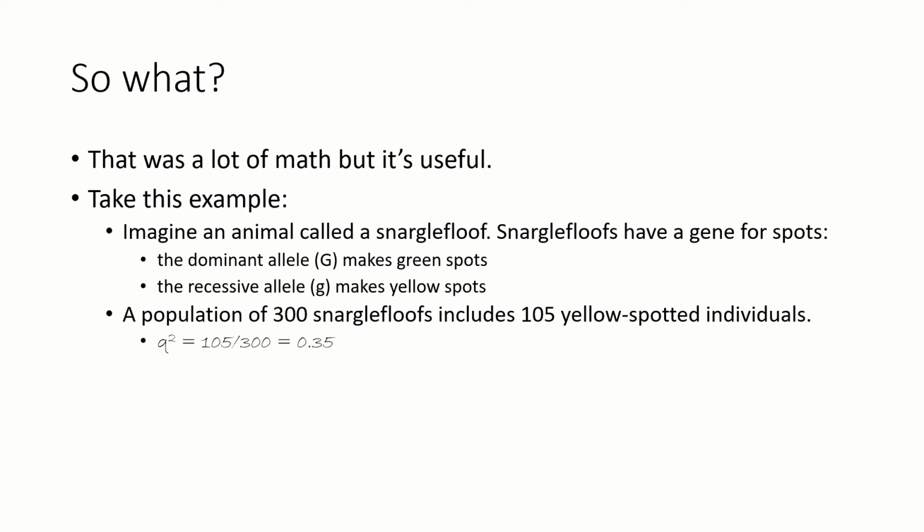Now, since we know q squared, we can figure out what q is and then figure out what p is. If we take the square root of q squared, we get q equals 0.592. We subtract q from 1 to get p, and we get 0.408.